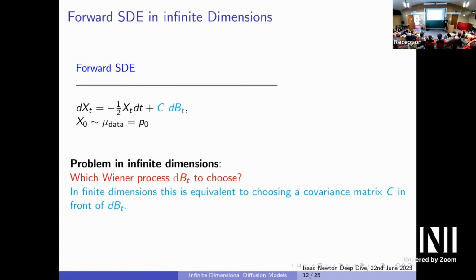So the square root of C? Yes, this has to be a square root. And V is now space-time white noise. Yeah, it's the space-time white noise.